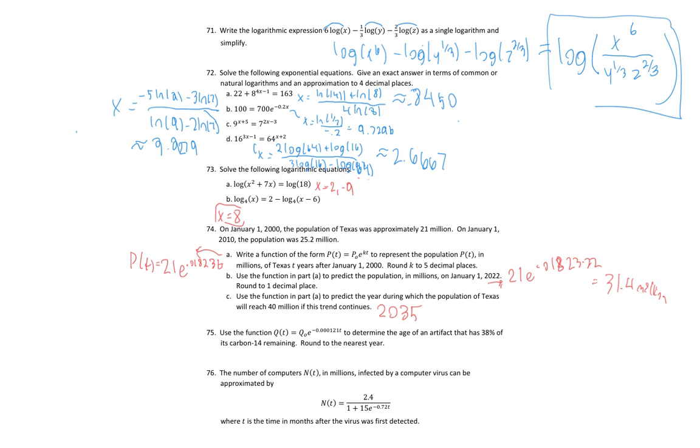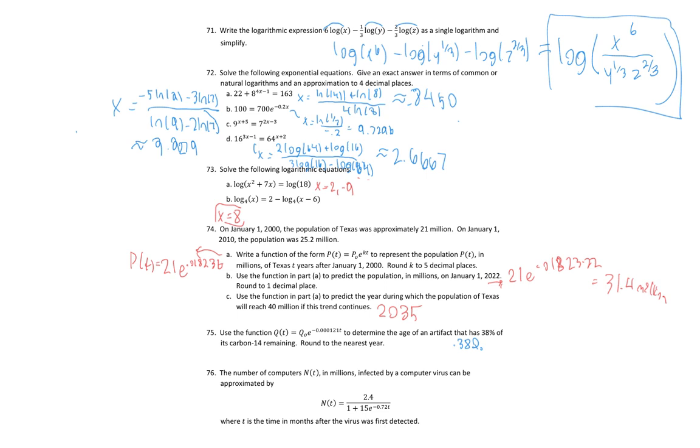Go to the next one. Use a function to determine the age of an artifact that has 38% of its carbon remaining. Okay. Well, this one's kind of tricky, right? Because we don't know what the initial amount is, but we actually don't need to, because we know that the amount that we care about is 38% of what we started with, or 0.38 times the initial amount.